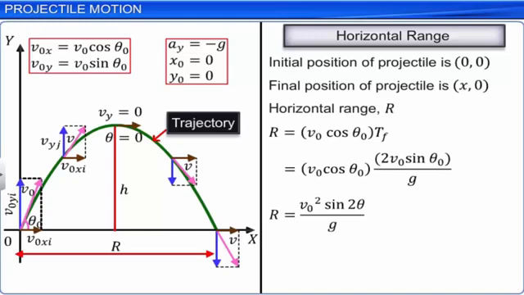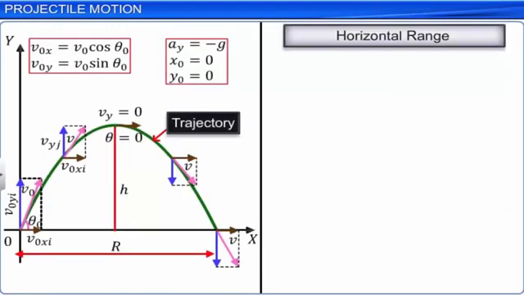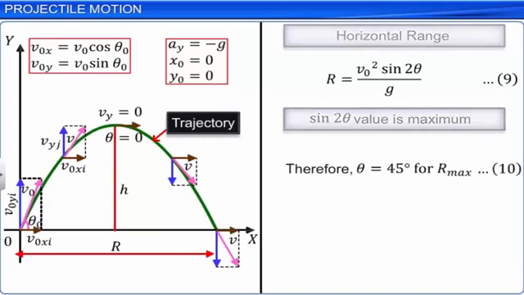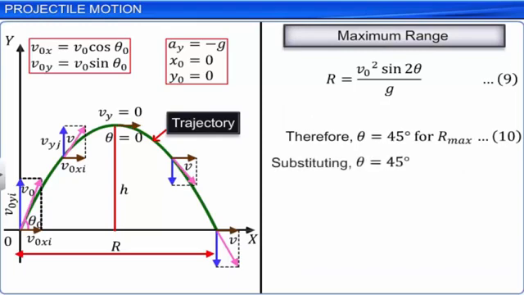What is the angle of projection for the maximum range of the projectile? R will be maximum when the value of sin 2 theta is maximum. That is, 2 theta is equal to 90 degrees. Therefore, theta is 45 degrees for R to be maximum. Let this be equation 10. Substituting theta equal to 45 degrees in equation 9, we get R max is equal to v0 square by g.